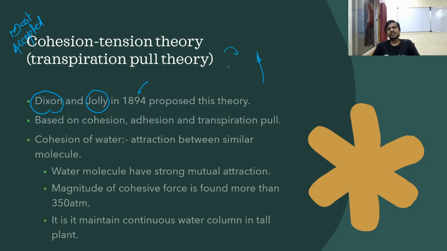If you see the explanation, it's beautiful. The beautiful explanation given by Dixon and Joly was the most famous theory, which explains how water moves throughout the body of a plant. This theory is based on cohesion, adhesion, and transpiration pull. So what is meant by cohesion of water? The word cohesion is used when there is attraction between similar molecules, like attracts like. It is the movement of water toward the molecules of water.